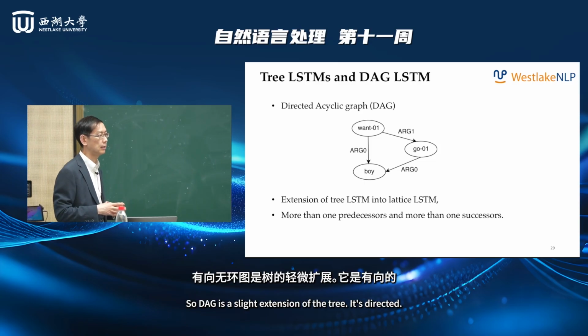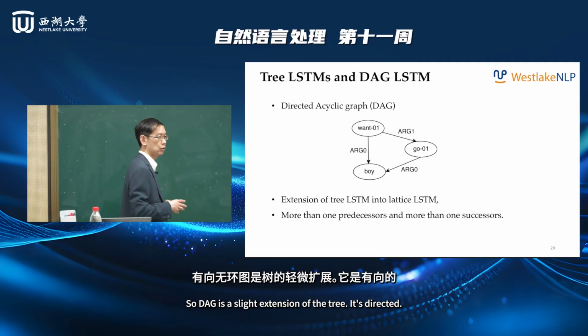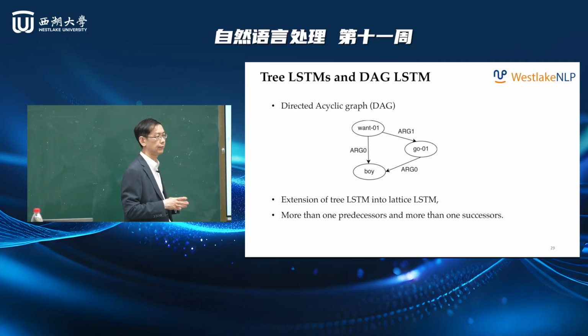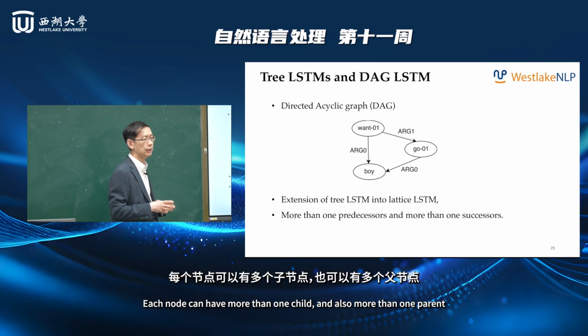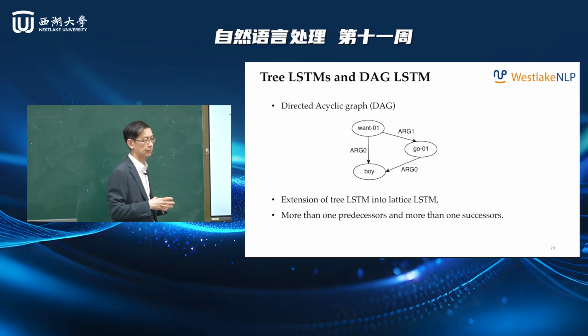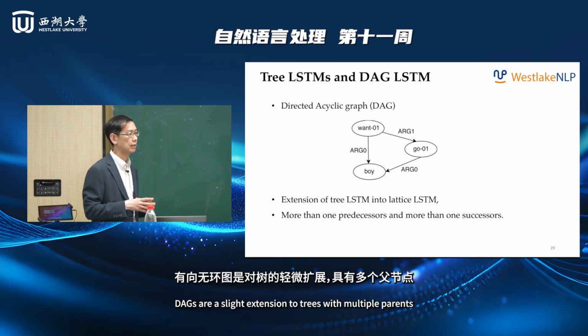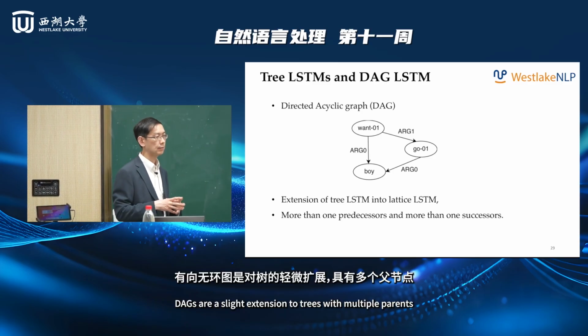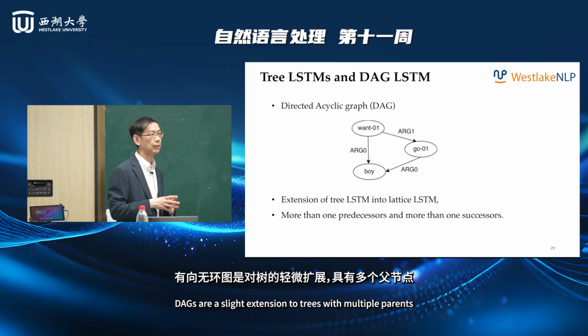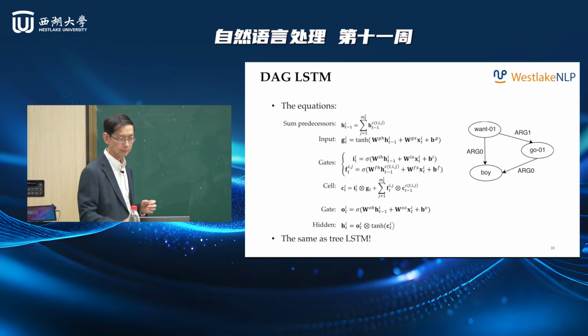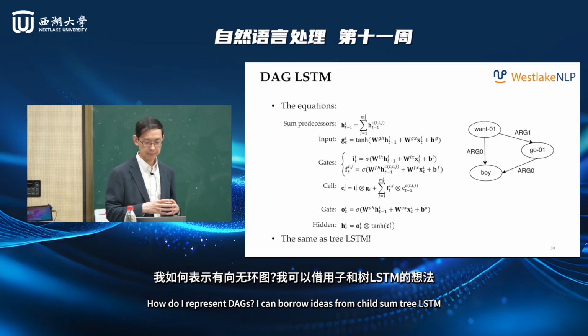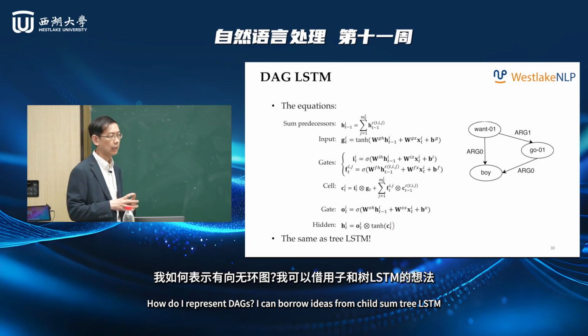So DAG is a slight extension of the tree. It's directed. Each node can have more than 1 child and also more than 1 parent. Okay? So DAGs are a slight extension to trees with multiple parents. How do I represent DAGs? I can borrow ideas from child-sum tree LSTM.